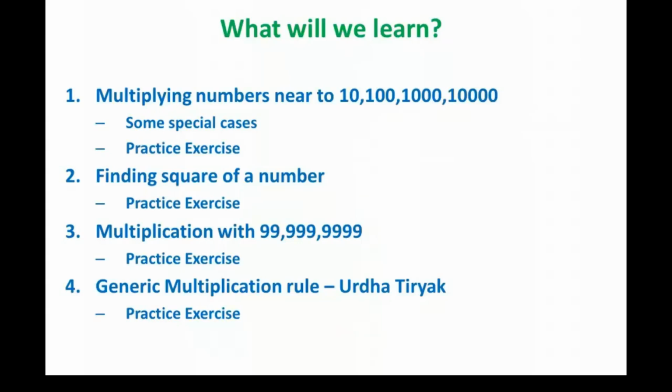And next we are going to cover finding the square of a number. In this case we are trying to find the square of a number, again for some special cases like numbers near 10, 1,000 and 100,000. And the third section will cover numbers that can be multiplied with 99, 999, 1999 and so on. And all the sections will be coupled with practice exercises, and I will demonstrate with multiple exercises how the technique works.